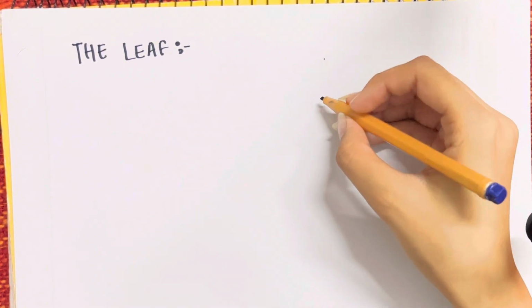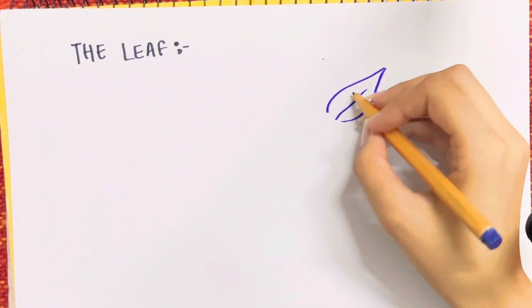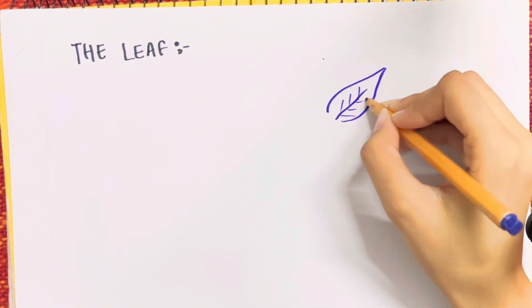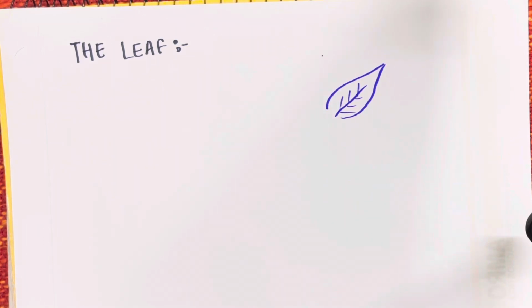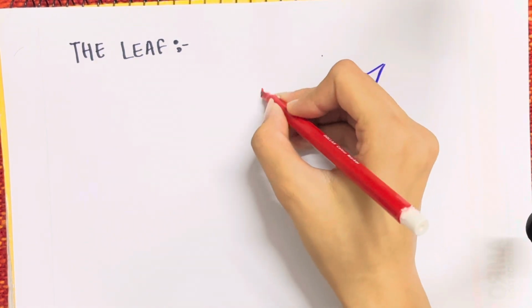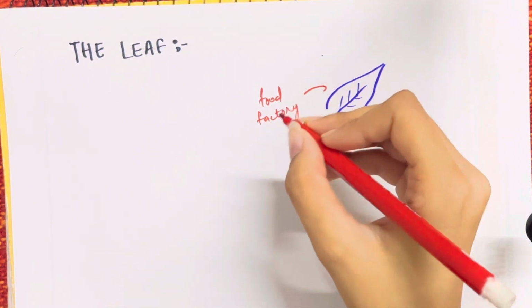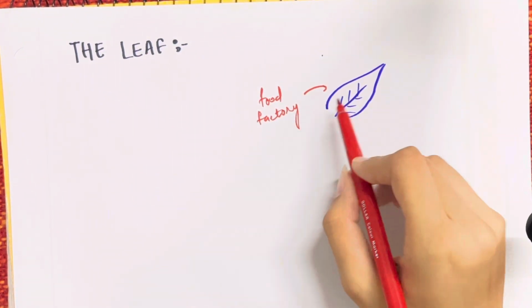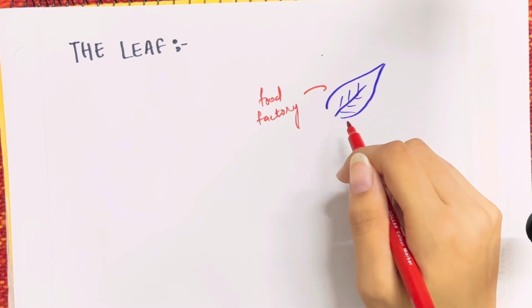Alright, let's talk about the main structure of a plant, that is the leaf. When you observe a leaf, this is what it looks like, and it consists of certain veins. This part of a leaf is known as the lamella. So what is the purpose of a leaf? Leaves are basically the food factory. This is where the photosynthesis process takes place by the absorption of sunlight. This is where the food factories are present and where the storage of food occurs.